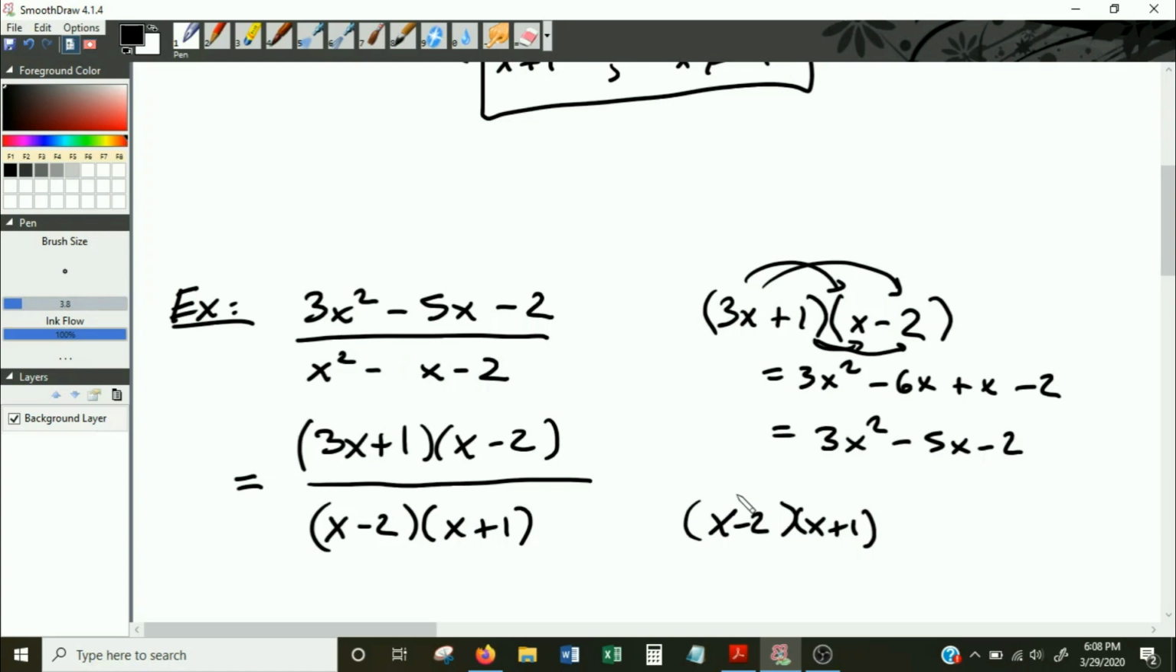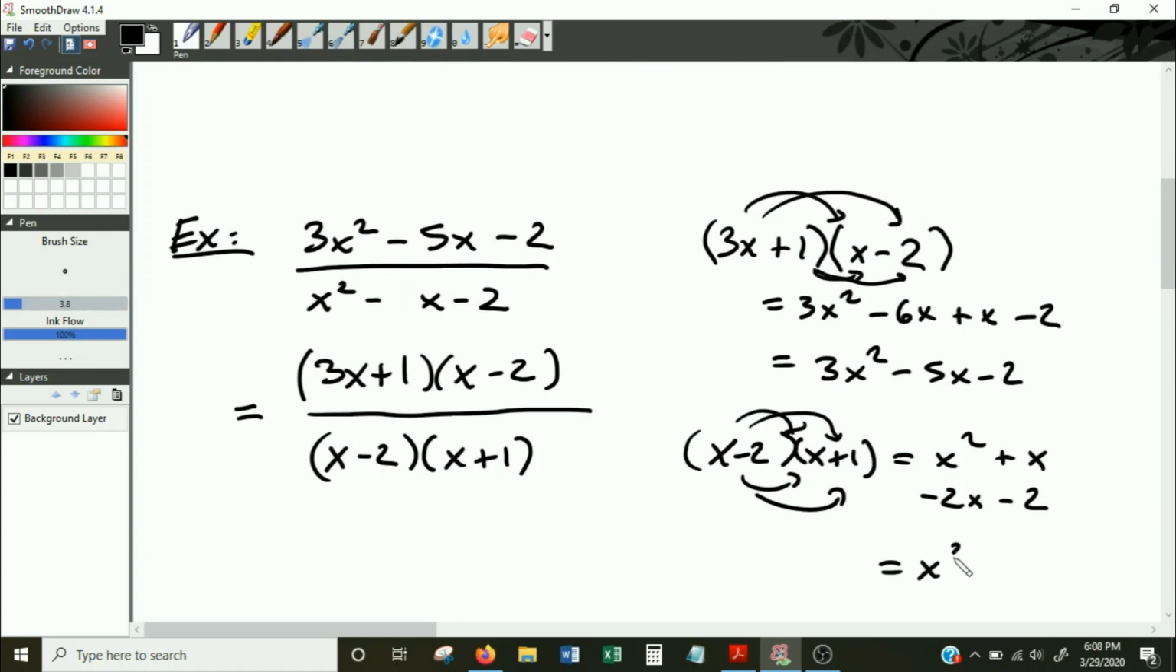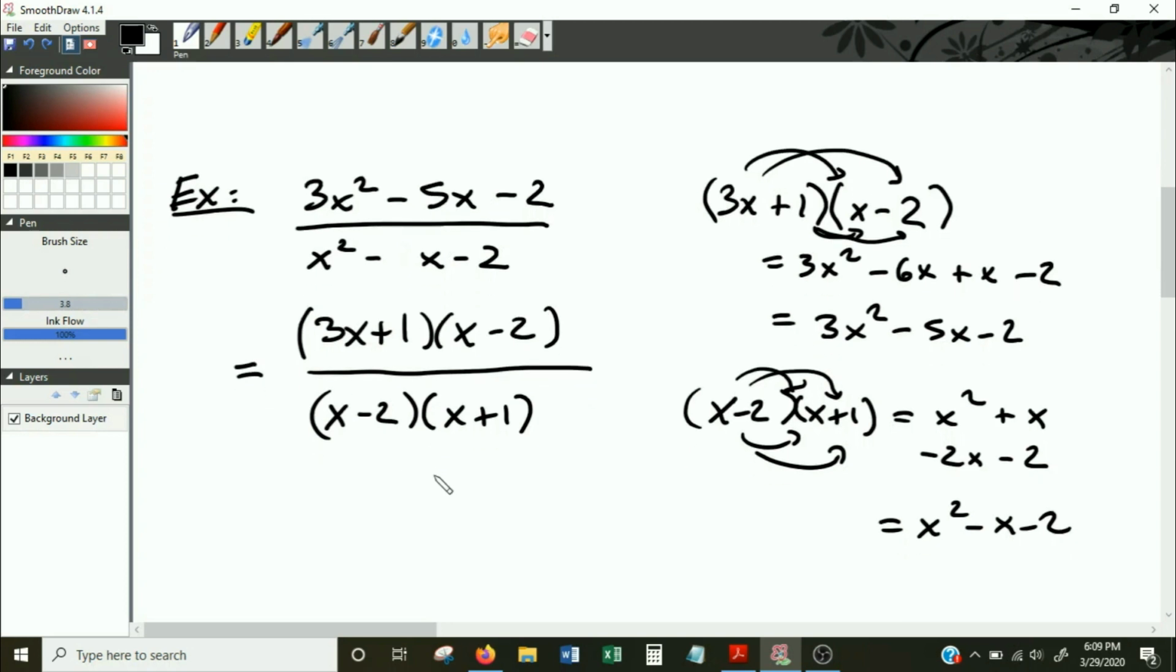So I'm going to get x squared, and then plus x, and then minus 2x, and minus 2. And so I'm going to get x squared minus x minus 2, which is the denominator. So we have factored it correctly here at the bottom. This is right. Okay, so now we notice that x can't be 2 or -1. So x can't be 2 and x can't be -1.